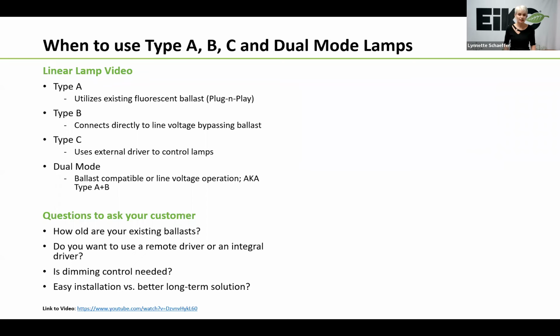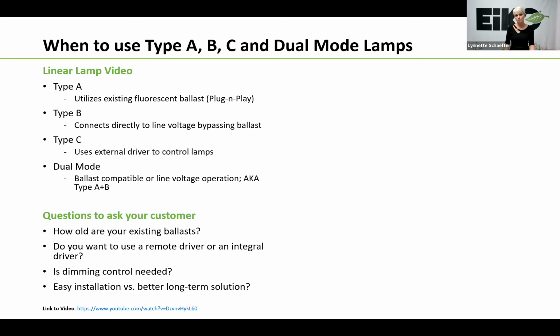Dual mode, on the other hand, is a combination of type A and B. So dual mode means that the LED lamp can work on that fluorescent ballast, but when the ballast fails, at that point, the lamp would continue to work, but you'd have to disconnect and or remove the ballast and do a little bit of rewiring.